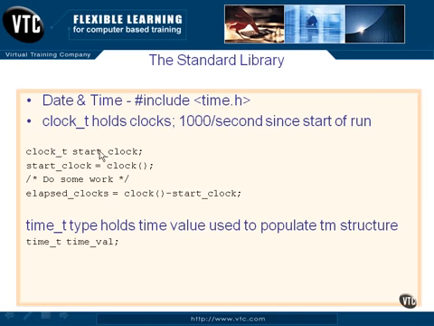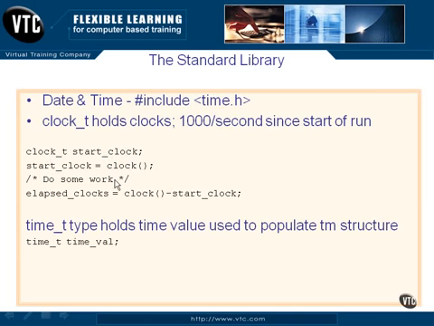Here, for example, if we want to time a simple program, we could create a variable called start_clock, of type clock_t, and then somewhere in our code we would say that start_clock equals clock(). That's the function, one of them defined in time.h, which will return the number of clock cycles since the start of our run. That goes into start_clock.